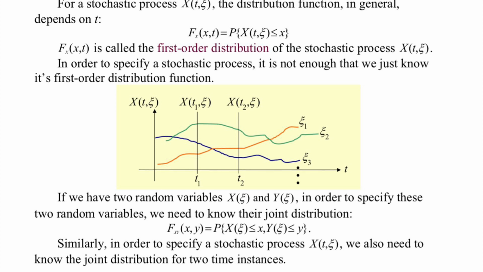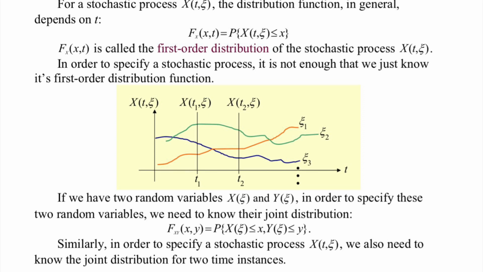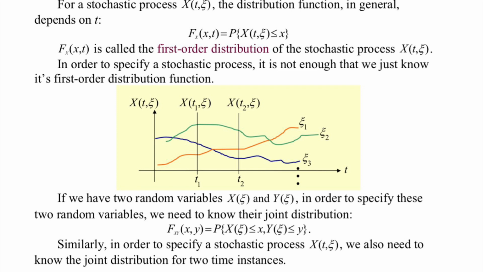For a stochastic process X(t), the distribution function in general depends on t. F(x, t) equal to P(X(t) smaller or equal to x) is called the first order distribution of the stochastic process X(t). In order to specify a stochastic process, it is not enough that we just know its first order distribution function. And there's a graph below.